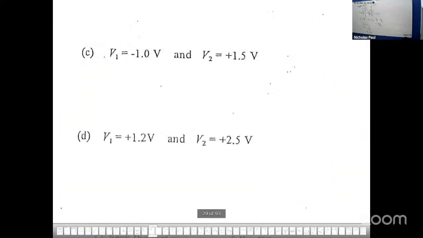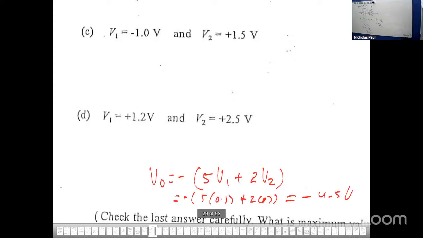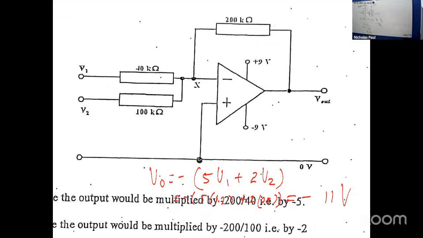Try this one. 1.2 and 2.5. Last one, try that now. 1.2 and 2.5. Negative 11. Is that a problem?